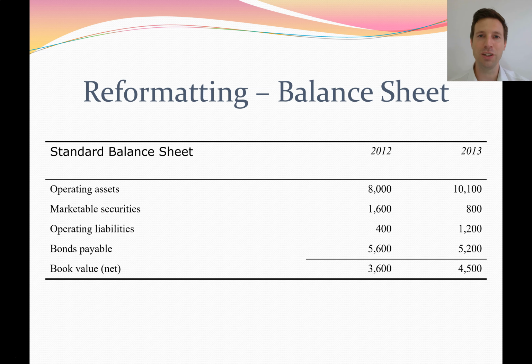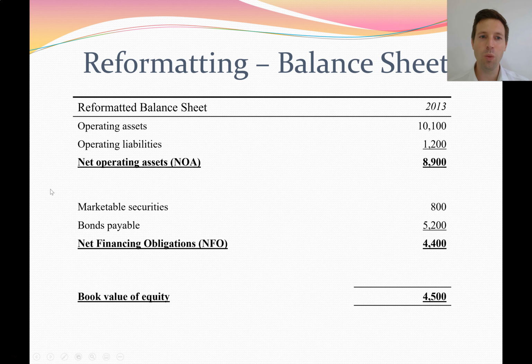So we're going to reformat the balance sheet. Here's our reformatted balance sheet. We start off with our operating assets, our operating liabilities. Assets minus the operating liabilities equals net operating assets, or NOA. Then we come down to our financing section. The marketable securities were a financing asset. We own that. The bonds payable is a financing liability. We owe people some interest. So our financing assets and our financing liabilities are here. And for most businesses, they have more financing liabilities than financing assets. So I'm going to call it net financing obligations. That means I'm expecting us to owe more than we own.